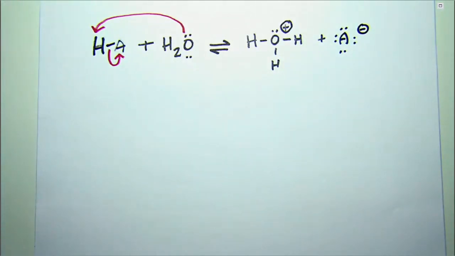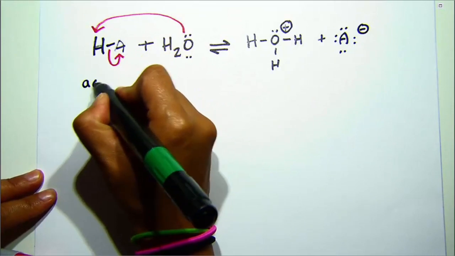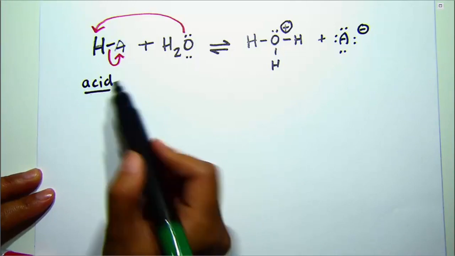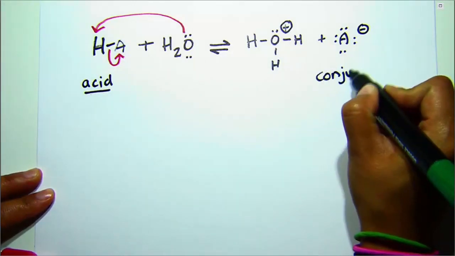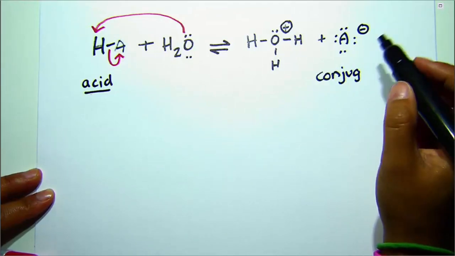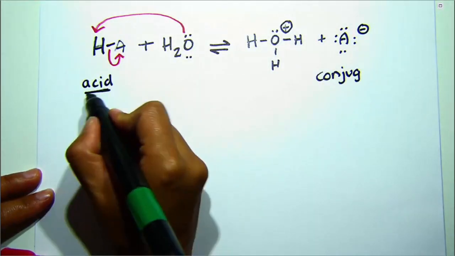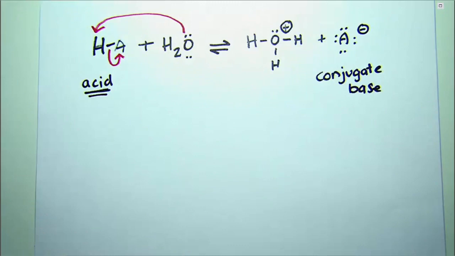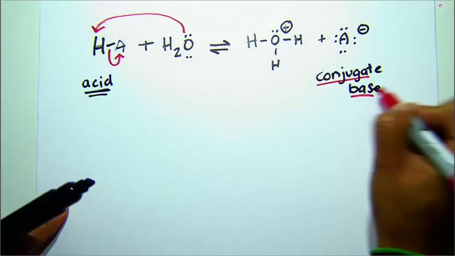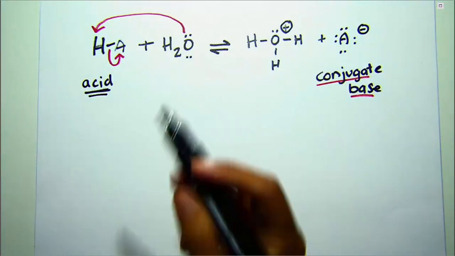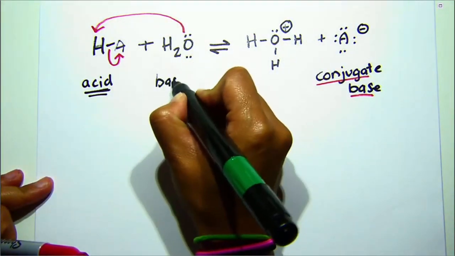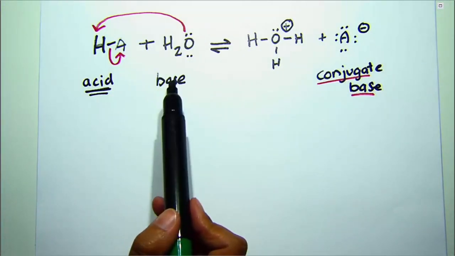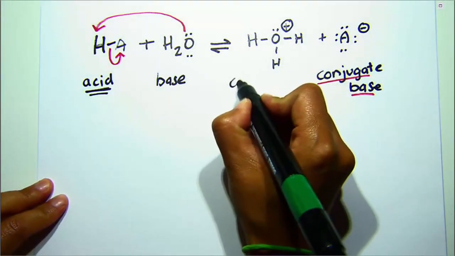Some basic terminology to keep in mind. If we call HA the acid, when an acid loses a proton, it forms what's called a conjugate base, which in this case is A minus. Now the base in this reaction is actually the water. If we define the base to be on this side of the equation, what you form when you grab a proton is called the conjugate acid.